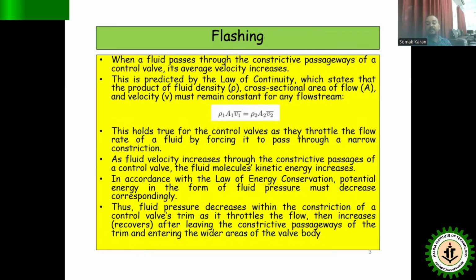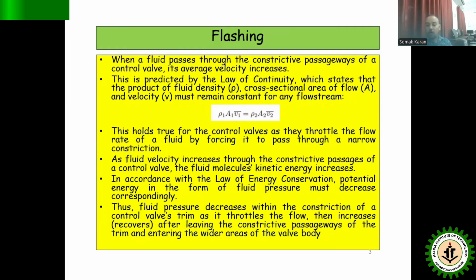That means the pressure is changing according to the change of area, and the velocity also changes accordingly. So one of the major points at the time of control valve use is that whenever the fluid flows through the constrictive passageway of a control valve, its average velocity increases. That means the pressure there will be decreasing. As the fluid velocity increases through the constrictive passage of a control valve, the kinetic energy of the fluid will increase.